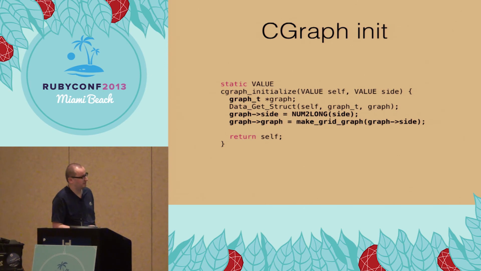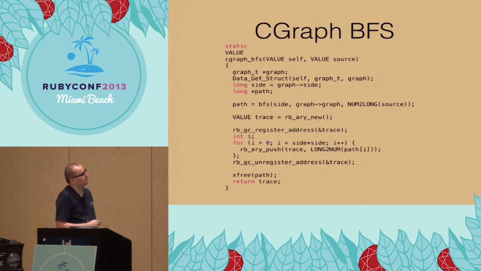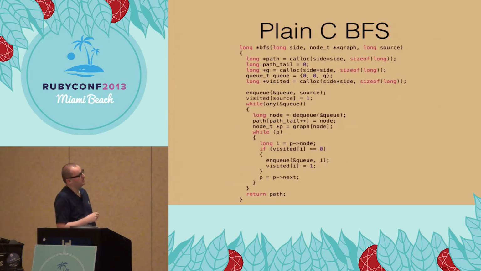The implementation of that method basically just generates the grid graph for us. So it links up all the nodes together. So you would have to do it anyway. So this is the actual adapter function that we use for calling the BFS C implementation. So we have this plain C BFS, whose code is completely unaware of Ruby.